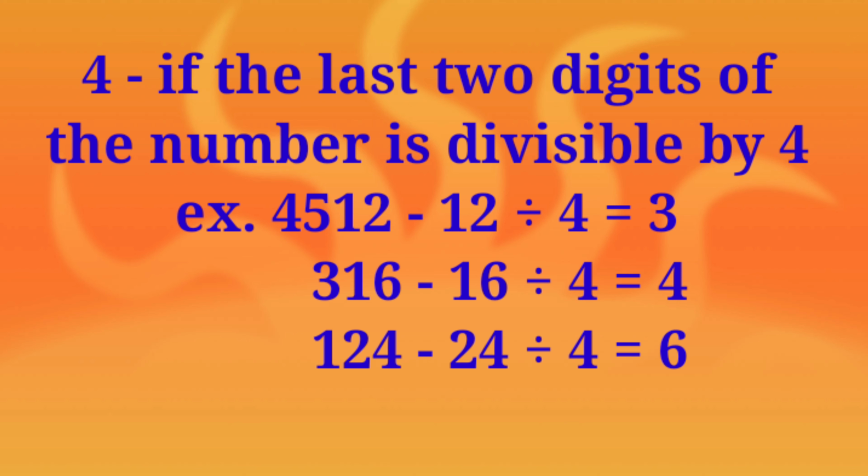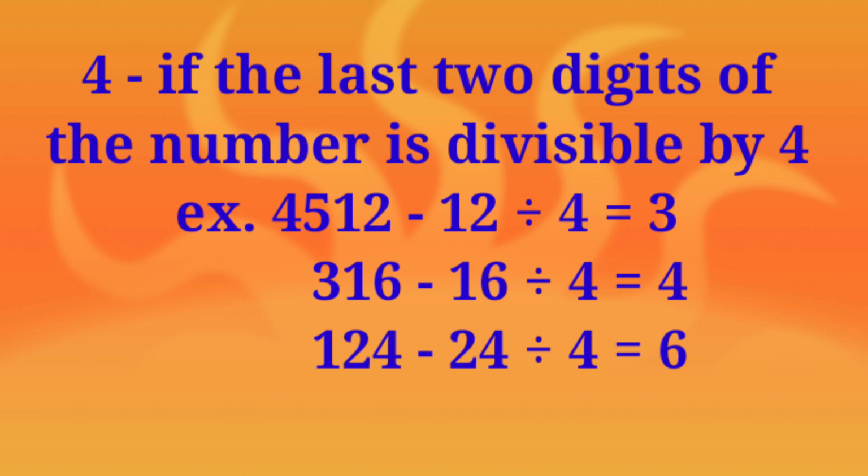If the last two digits of the number are divisible by 4. So I have there an example, 4,512. So this number ends in 12. Therefore 12 is divisible by 4 because if you divide 12 by 4, that makes 3. Okay, so let's come now to the next example, 316. So the last two digits are 16. So 16, you can divide 16 by 4 because the answer there is 4.